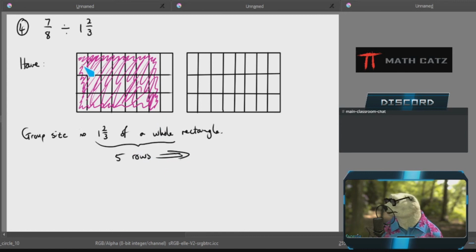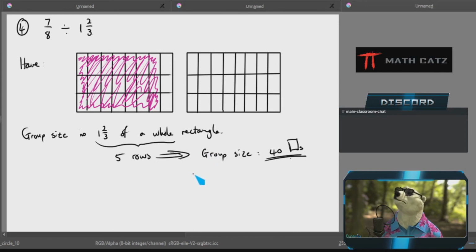5 rows. Each row contains 8, right? So we have a group size of 40 pieces. 40. That doesn't seem right, but it is. It is correct, and it's because that second number is so big.